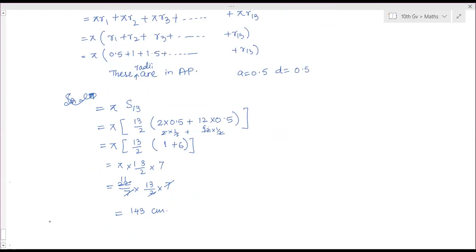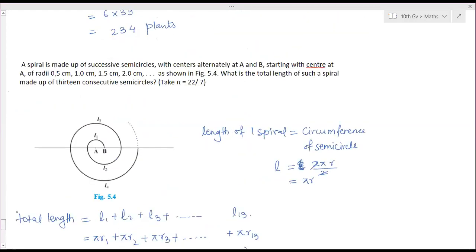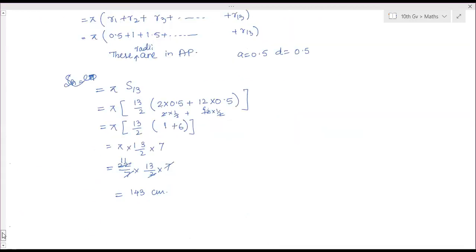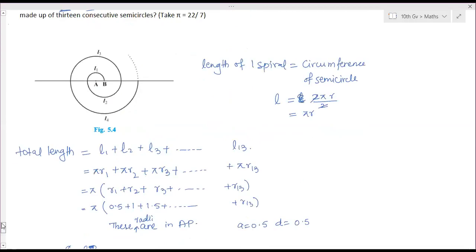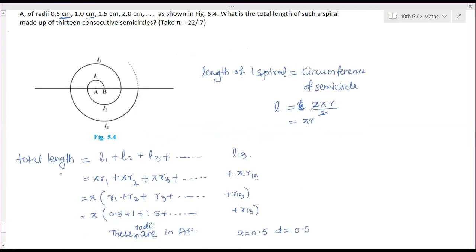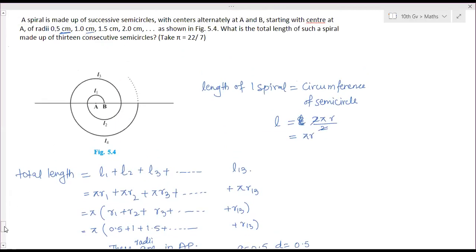Ma'am, isn't it 143 millimeter? They have given centimeters. Okay, ma'am. So you have to calculate. This is the total length of the spiral. Is that clear? Yes, ma'am. Ma'am, which NCERT question is this? 18th. Okay, ma'am.